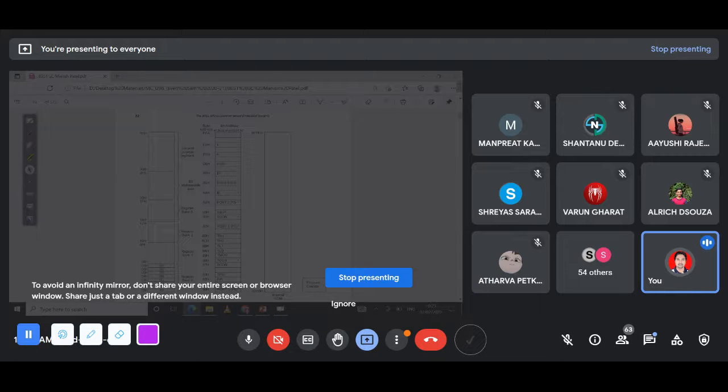Out of this 128, you only have 21 SFRs. You only have 21 special function registers. Which 21? This: 1, 2, 3, 4, 5, 6, 7, 8, 9, 10, 11, 12, 13, 14, 15, 16, 17, 18, 19, 20, 21. So only 21 special function registers you have. And these 21 special function registers consume 1 byte each. Do you agree with this?